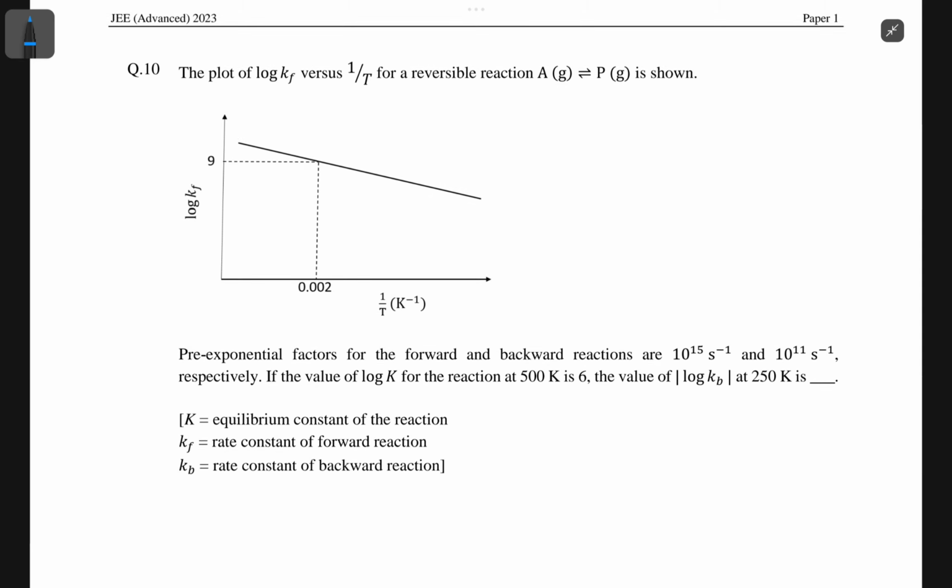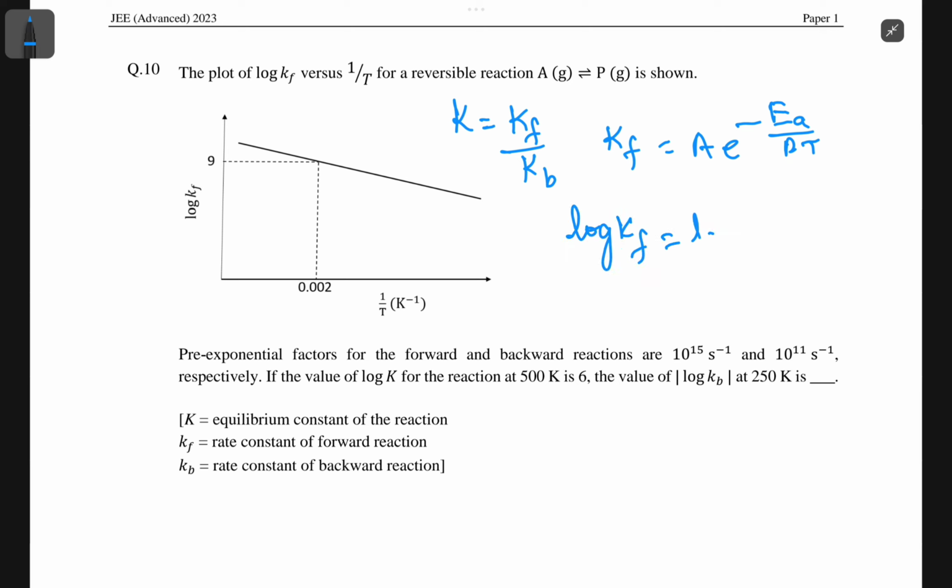Okay, this one was kind of hard to solve. There was a lot of calculation involved in this one. So basically, you just need to know that obviously K equilibrium is the ratio of K forward and K backward. And if you want to write Kf, then you can write it as this by the Arrhenius equation. And once you take log Kf, you should get log A minus EA upon RT. And also I should get 2.303 right here because I took log instead of ln.